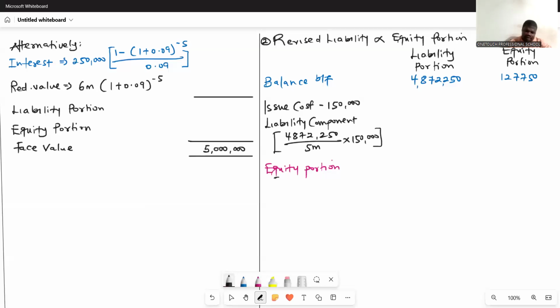So 127,750 all over 5 million times 150,000. Sorry, the total ratio should be the 5 million, right? So the total ratio is 5 million. We are just sharing it in the ratio of the liability and equity portion. So how much are we getting for the liability?